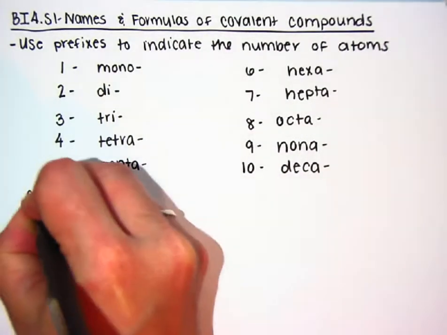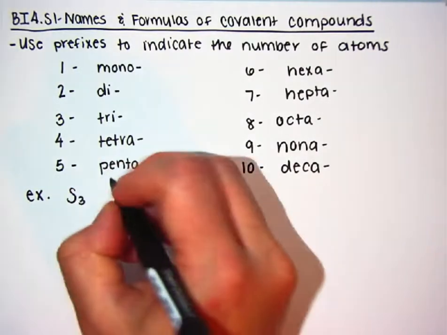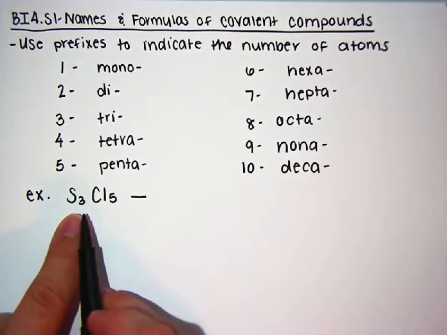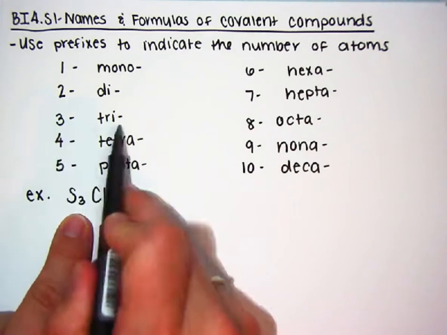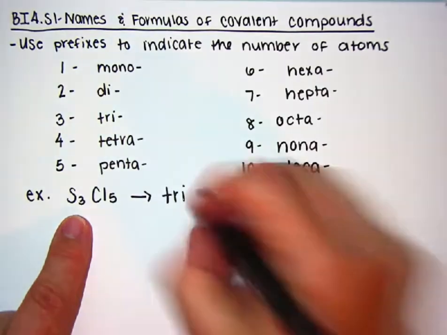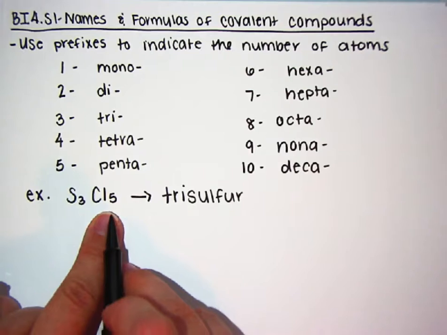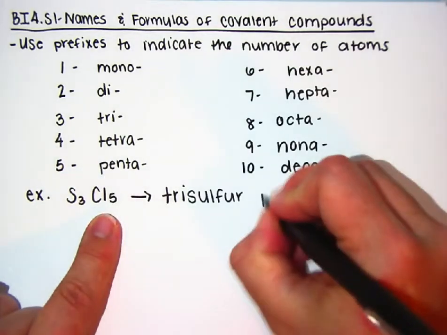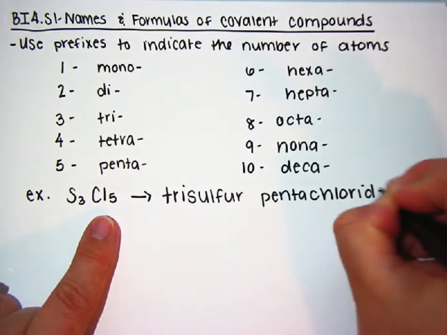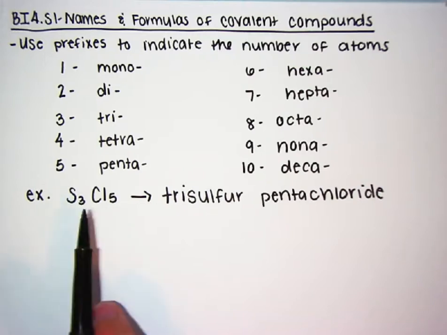So what I mean by we use a prefix to indicate the number of atoms. If I had S3Cl5, this number 3 is going to get the prefix tri. And then S is sulfur, so this would be tri-sulfur. I have 5 chlorines, the prefix for 5 is penta. And then just like for ionic, we're going to drop the end of chlorine and add IDE. This compound would be tri-sulfur pentachloride.